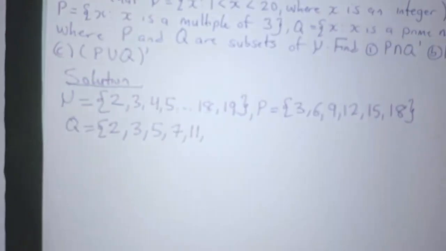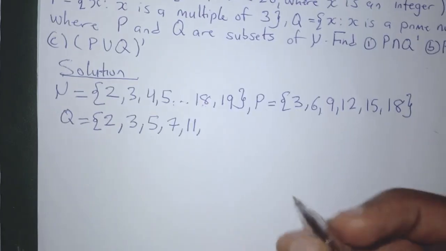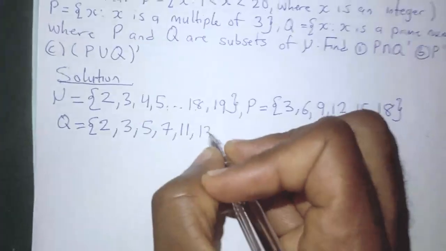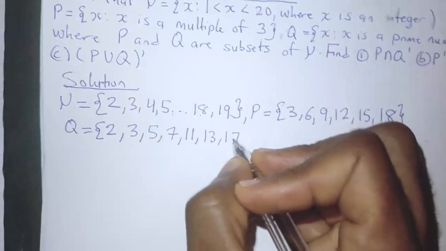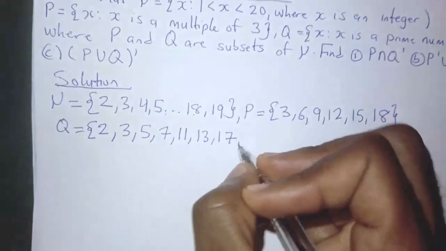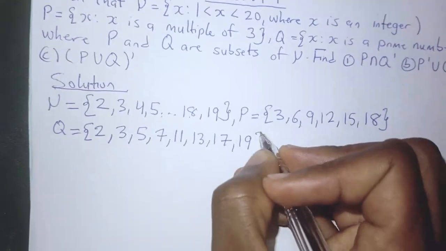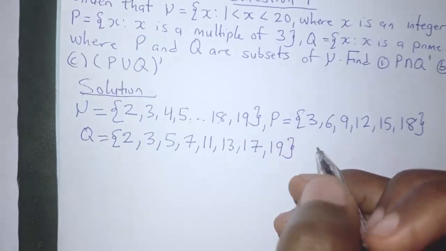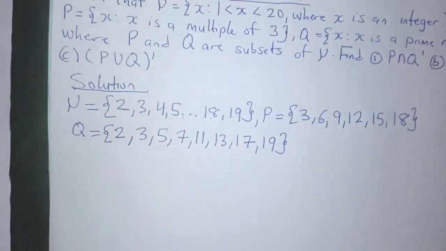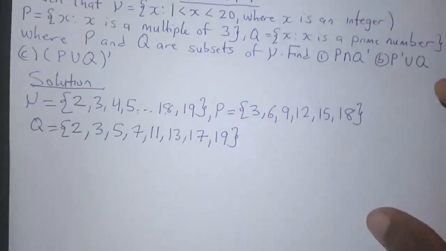So let's not waste time. Let me just write out the remaining prime numbers. 13 is a prime number. 17 is, and likewise 19 is a prime number. So these are the prime numbers we have in this universal set. Every other number is not a prime number because it has more than two factors.